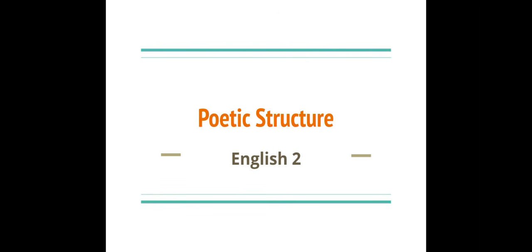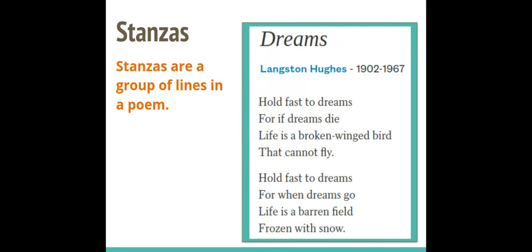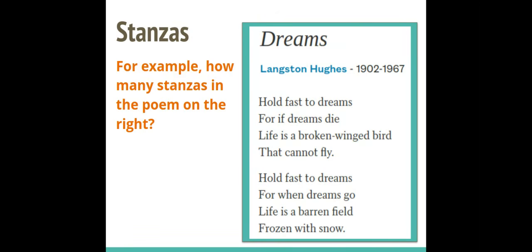So, what is poetic structure? Well, today I'm going to look at three main things. We're going to look at stanzas, lines, and punctuation. So, reviewing stanzas. Remember, stanzas are a group of lines in a poem, and there is a space between each stanza. Stanzas are kind of like the paragraphs of poetry. So, taking a look at the example on the right, Dreams by Langston Hughes, how many stanzas are in the poem?